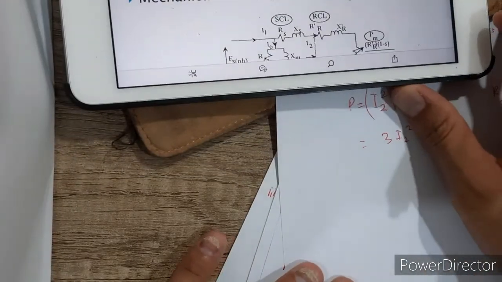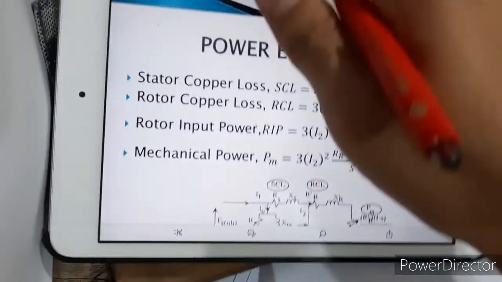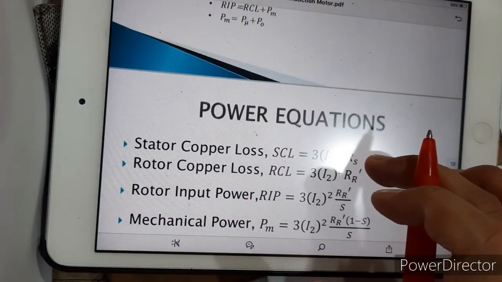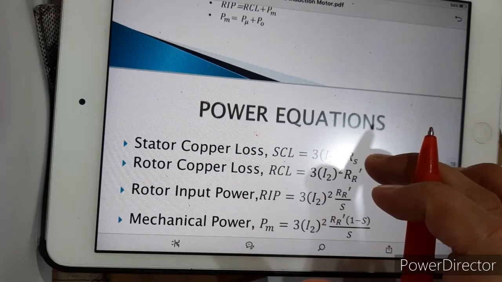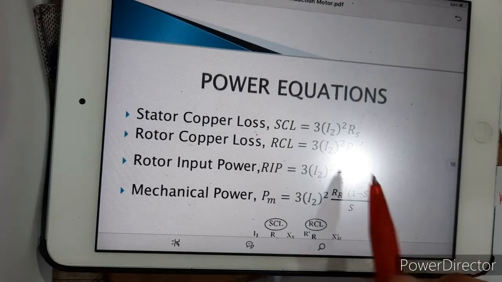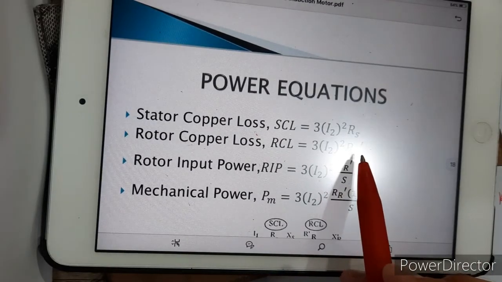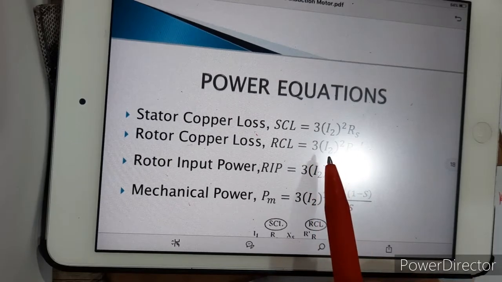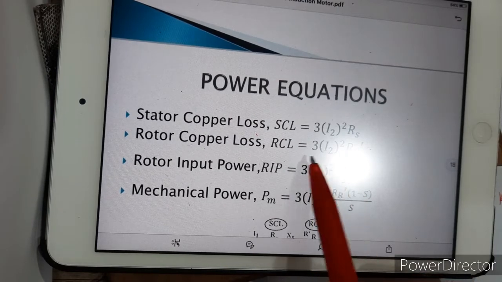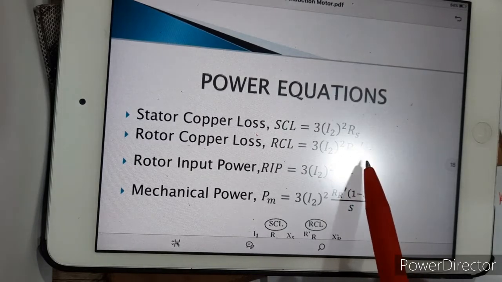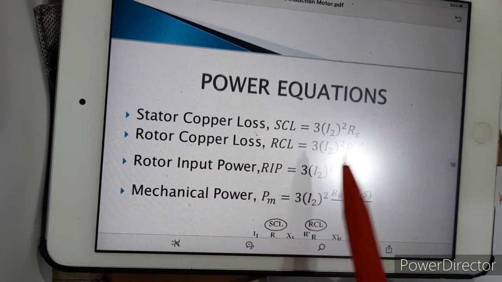Same goes for the rotor copper loss, RCL. RCL uses R prime R. The current that flows through R prime R is I2, and then multiply by 3 because of the 3 phase motor. So 3 I2 squared multiplied by R prime R gives you the rotor copper loss.